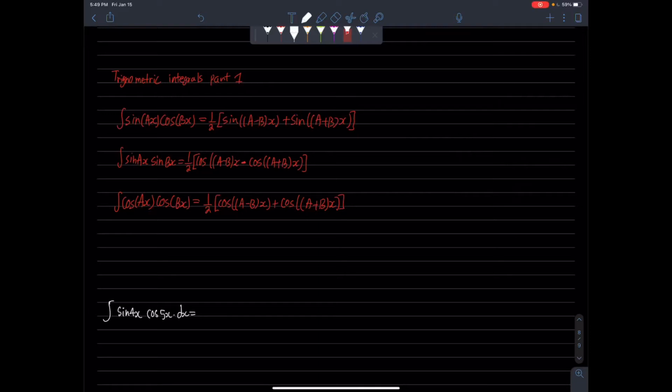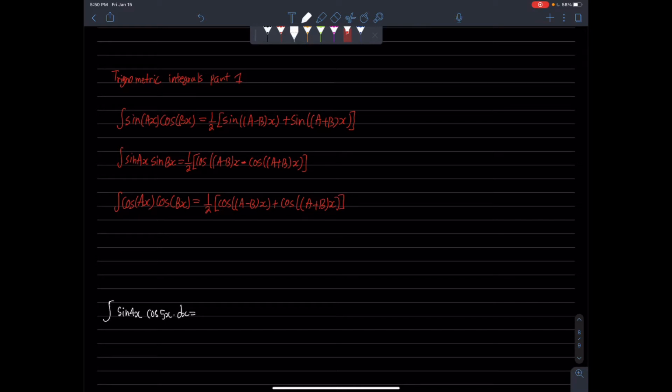Hello guys, I'm going to introduce to you these three identities that are used for taking integrals where it's a product of sine times cos or sine times sine or cos times cos. So if you ever get sin ax, a being any constant and b being any constant, multiplied by cos bx, you would fit it into this general formula: 1 over 2 times sine of (a minus b)x plus sine of (a plus b)x, right?